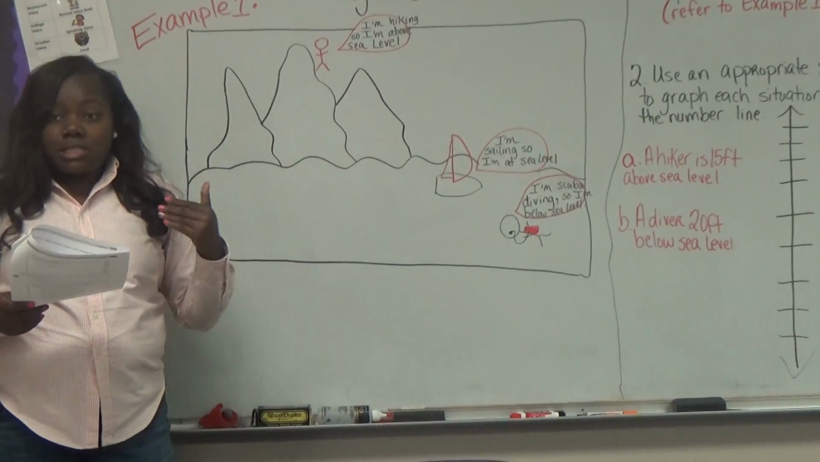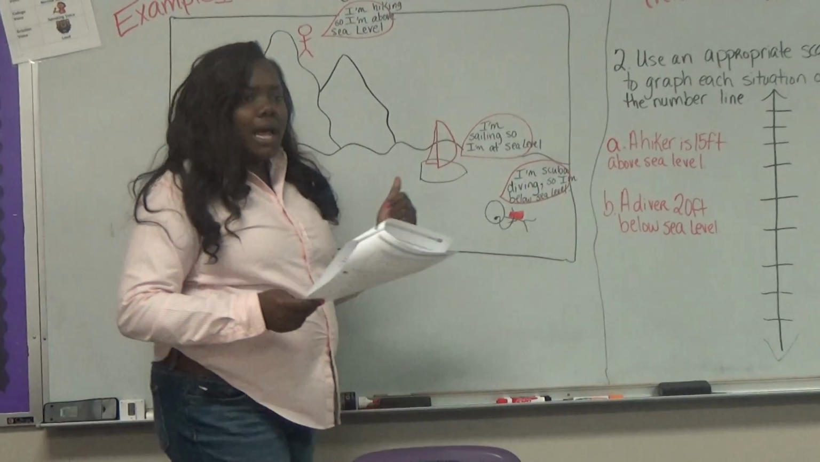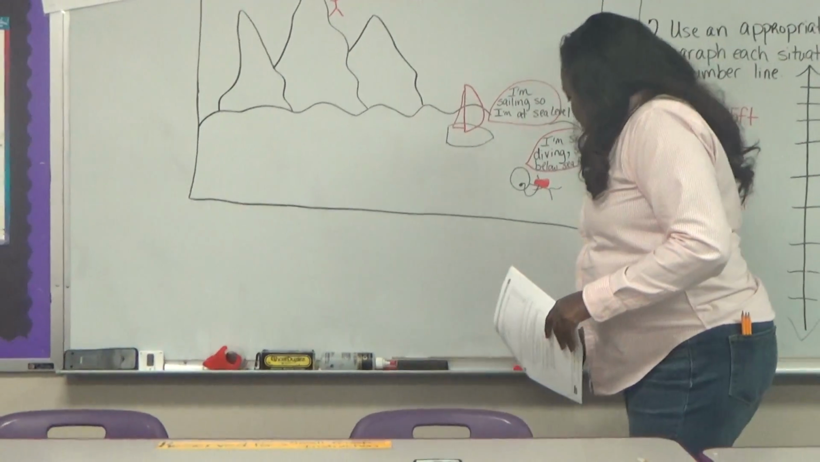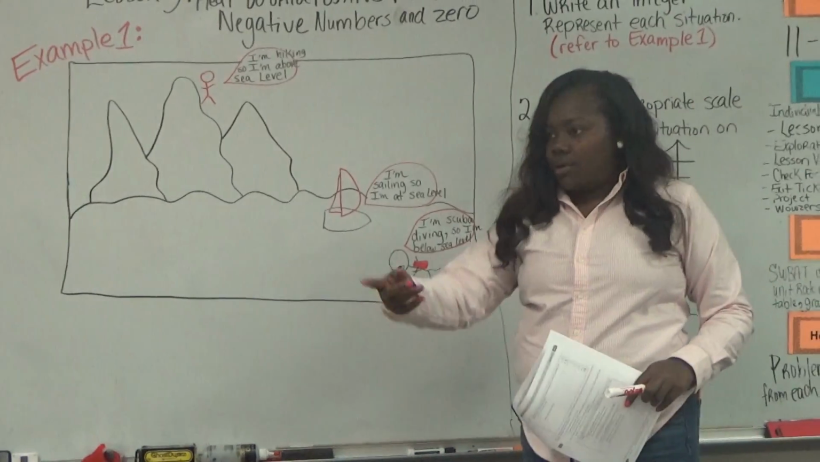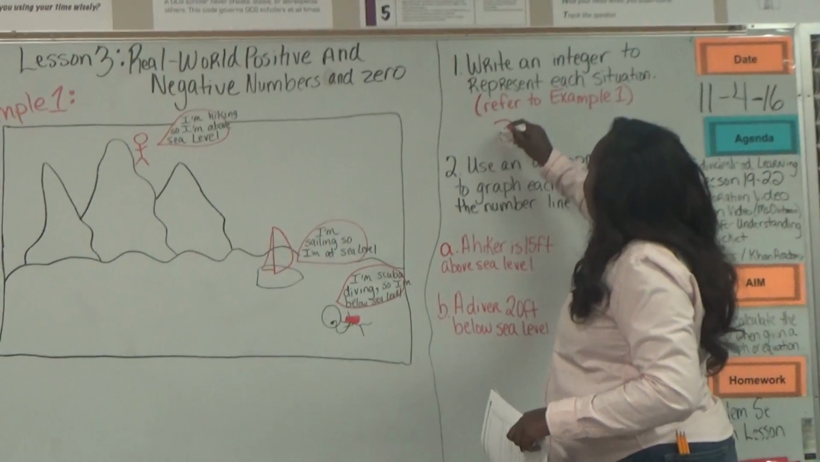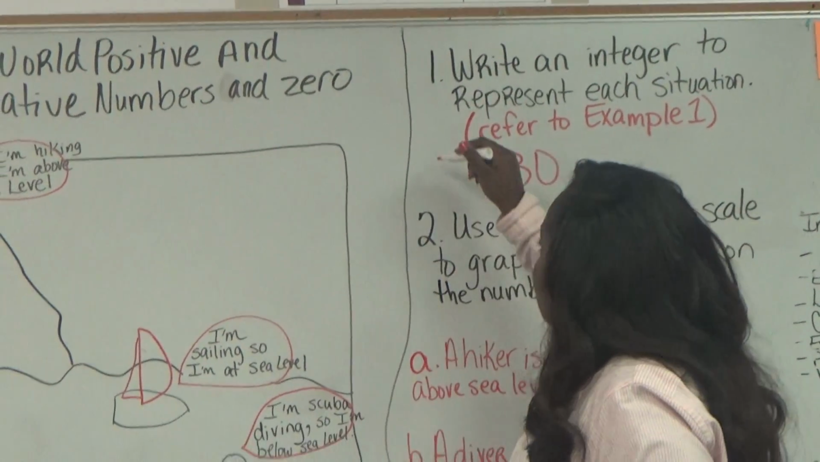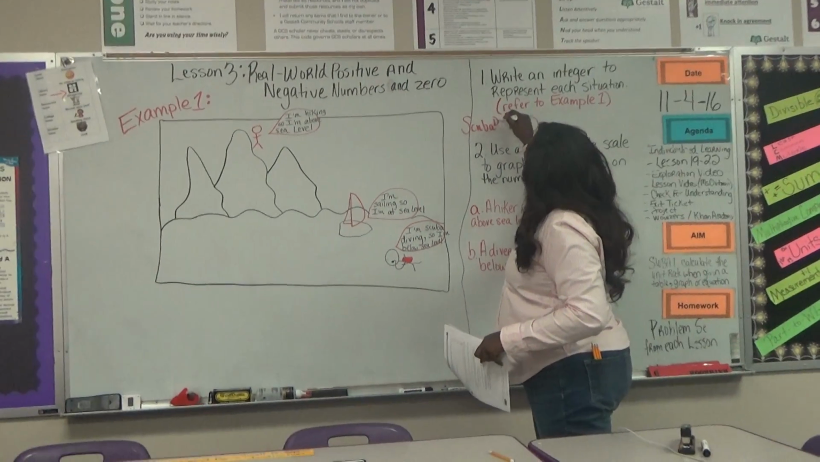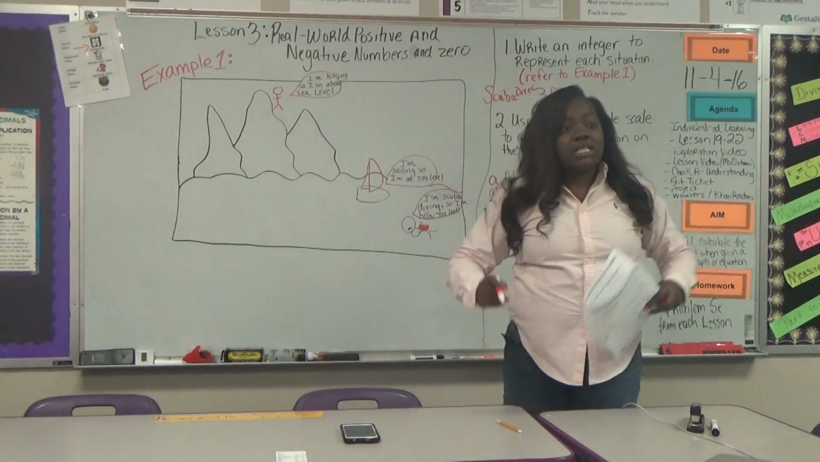So remember they told us the scuba diver was 30 feet below sea level. So what type of integer would that represent? Who can tell me what that would look like if I write it as a whole number? 30. Just 30? So is that all I'm going to see on number 1 for the scuba diver? He's 30 feet below sea level. The key word there is below.